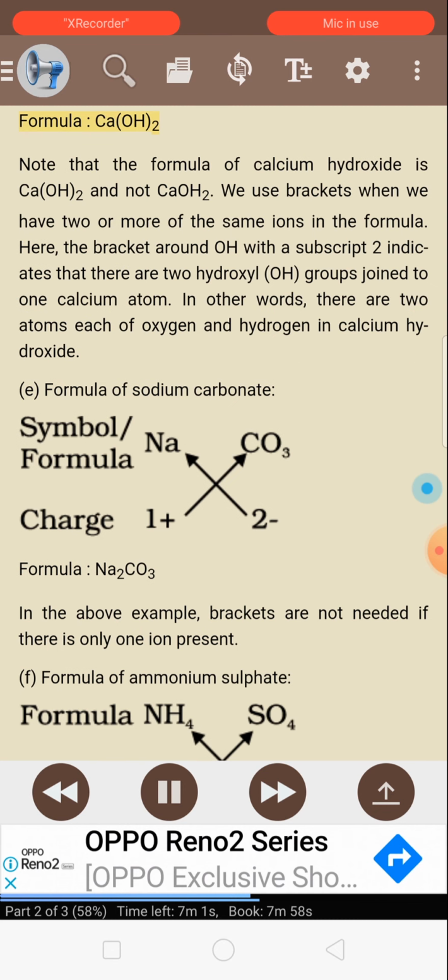D. Formula of calcium hydroxide. Formula, Ca(OH)2. Note that the formula of calcium hydroxide is Ca(OH)2 and not CaOH2. We use brackets when we have 2 or more of the same ions in the formula. Here, the bracket around OH with a subscript 2 indicates that there are 2 hydroxyl OH groups joined to one calcium atom.